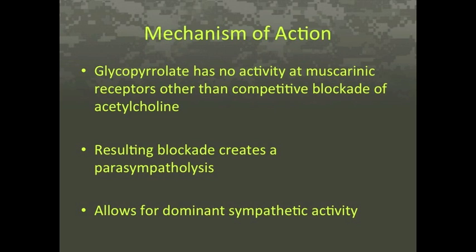Now that you understand the basic physiology of acetylcholine on various muscarinic receptors, it should be relatively easy to understand and predict what the clinical effects of glycopyrrolate will be. Remember, glycopyrrolate has no activity at the muscarinic receptor. It merely blocks acetylcholine from binding. What does this mean in terms of parasympathetic activity?